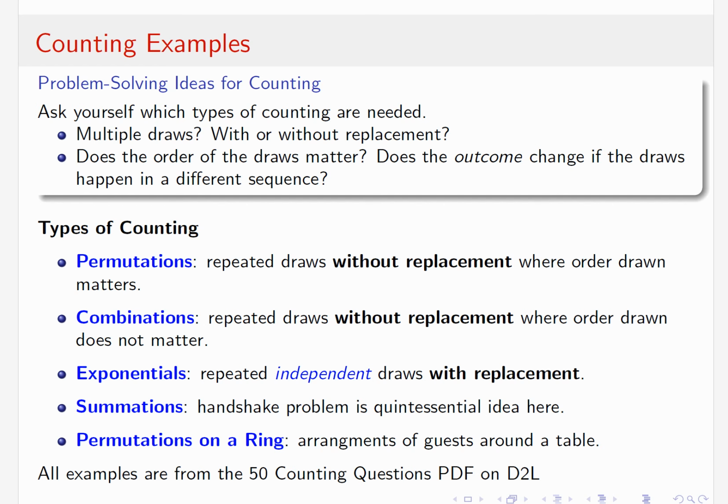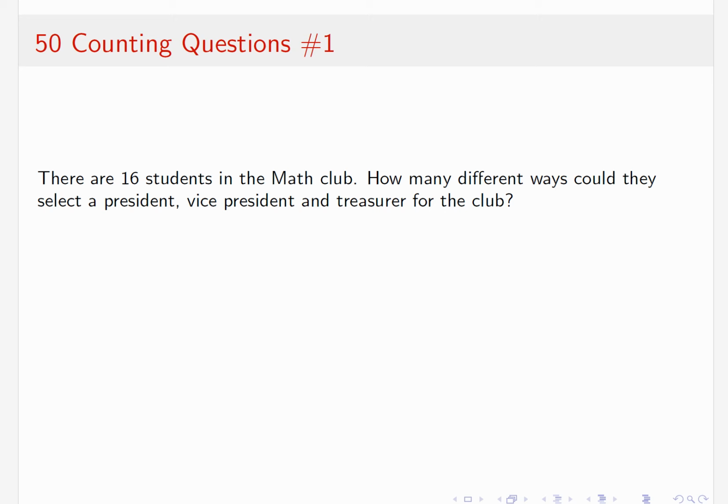Okay, so the examples are taken from the 50 counting questions PDF in D2L. It's also in our online course notes. We can find the same thing. So there are 16 students in math club, and in how many different ways could they select a president, vice president, and treasurer for a club?